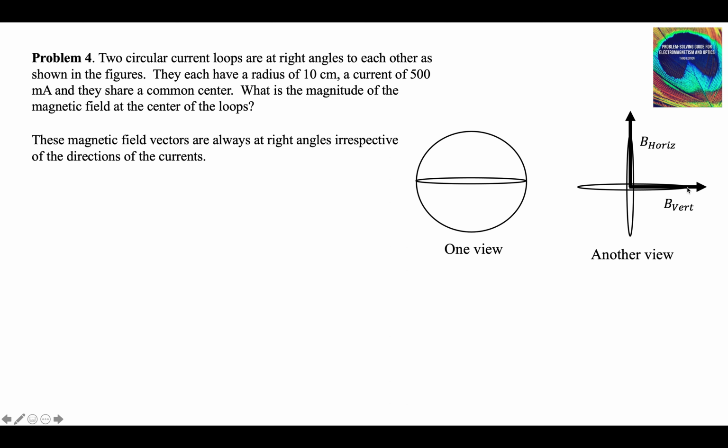So if I draw B vert to the left, they're still at right angles. If I draw B horizontal down, they're still at right angles. So no matter which direction the currents are, these two vectors are always at right angles. They have the same magnitude.